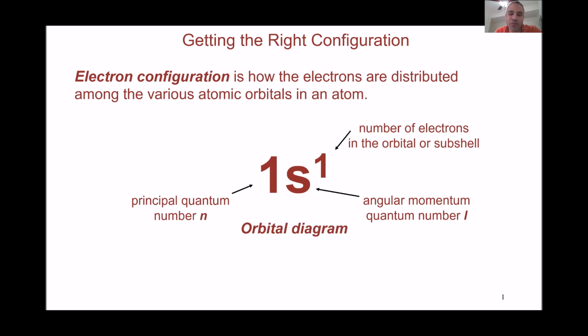So writing a configuration or an orbital diagram for an atom is basically writing down the order of the available orbitals and the occupants of these orbitals with electrons. There are two ways to do this. For a hydrogen atom, for example, you can either use the written configuration according to this notation right here, or you can represent each orbital as a box and each electron inside this orbital as an arrow.